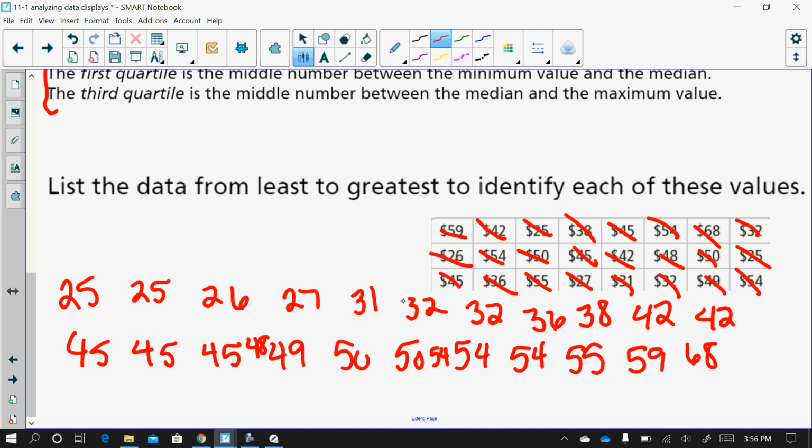1, 2, 3, 4, 5, 6, 7, 8, 9, 10, 11, 12, 13, 14, 15, 16, 17, 18, 19, 20. Okay, we got them all. So obviously pretty easy. This is my min. This is my max.